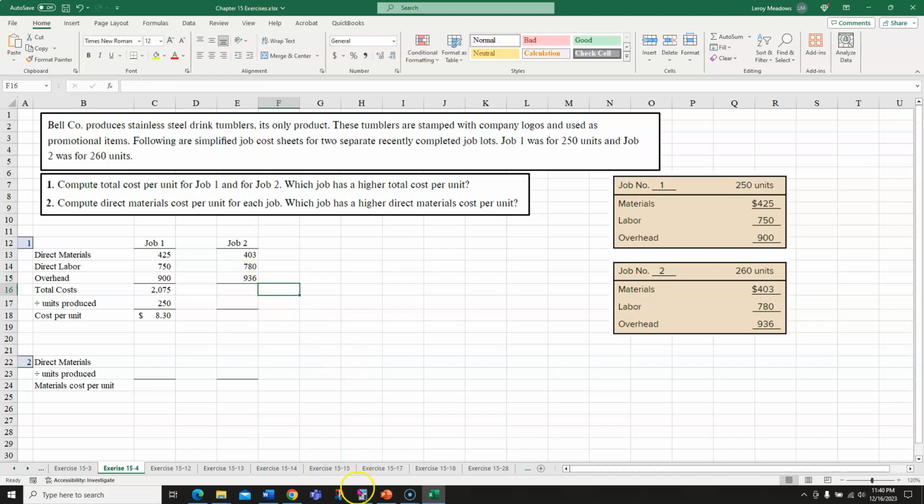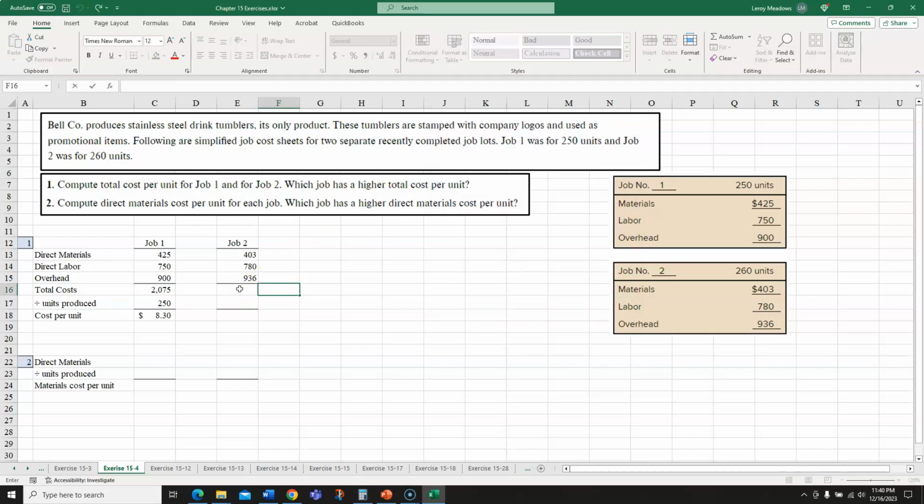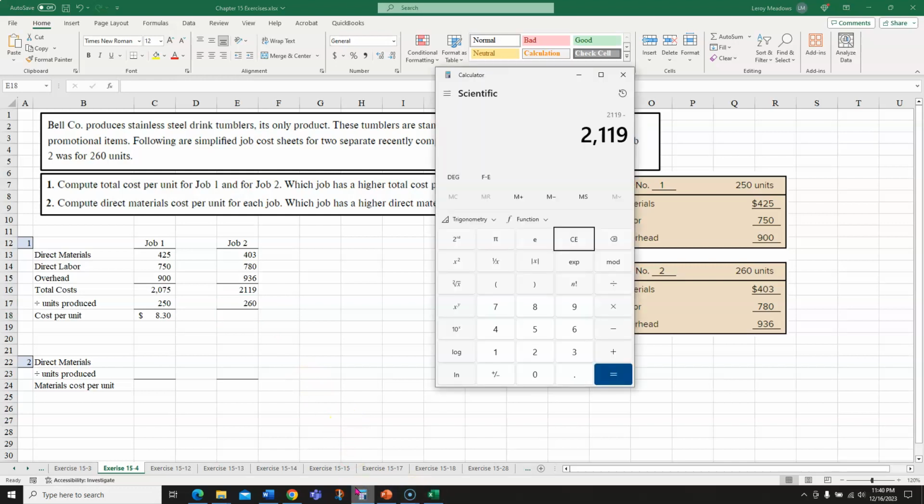For a total amount of $2,119. Let me click over here, $2,119. Divide that by the number of units produced to get my cost per unit. So how many units did I produce? 260. So when I do that, I take my 2119, divide it by 260.